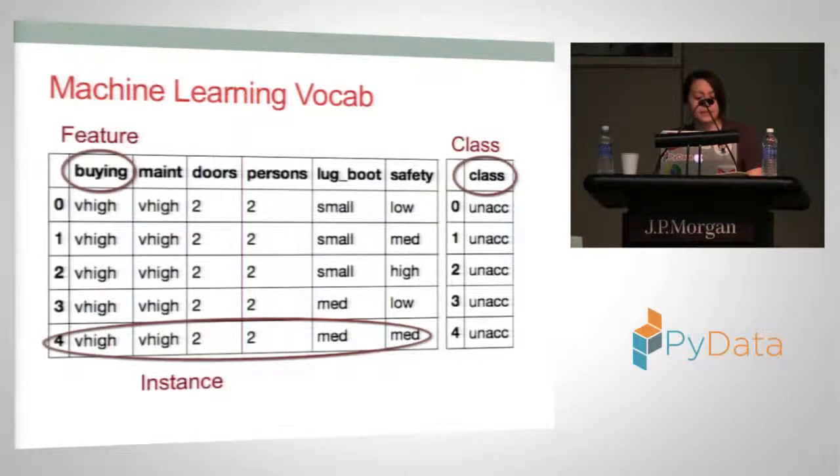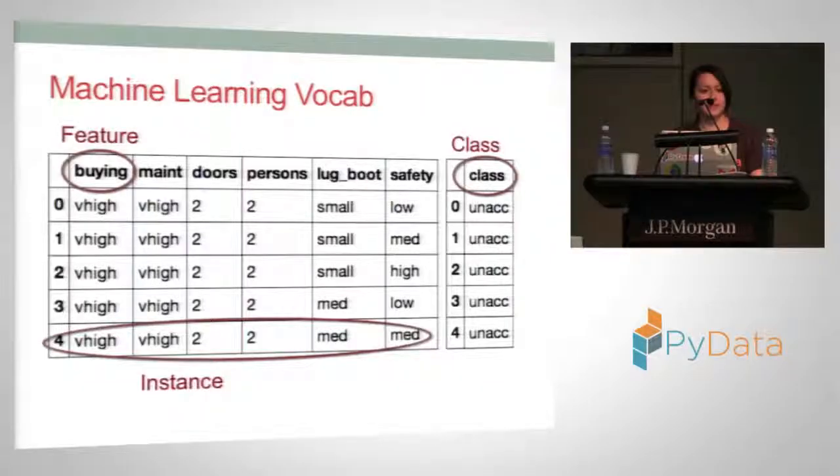So here's an example with a data set of some of the terms I just described. You can see row number 4 there is an example of a data instance because it represents a specific point in the data. The features at the top, where I've circled buying, are what describe that instance. So this is a car evaluation data set that I'll work with throughout the presentation. And then also on the right there is our class. So the class in this case is a label.